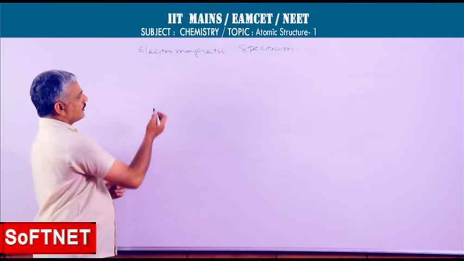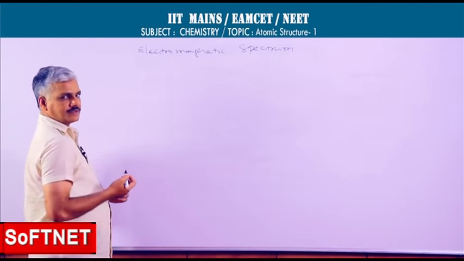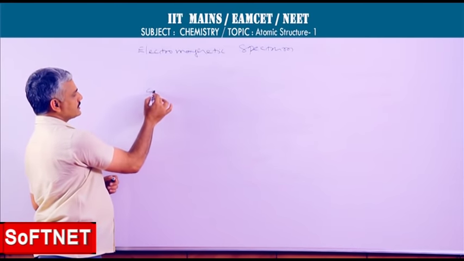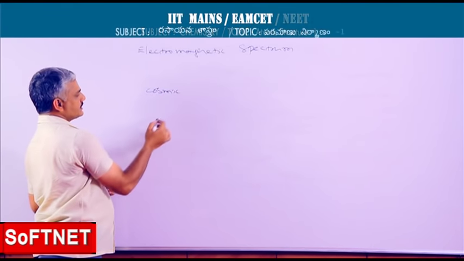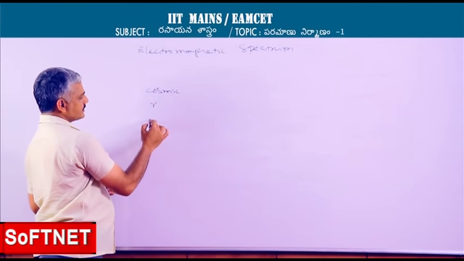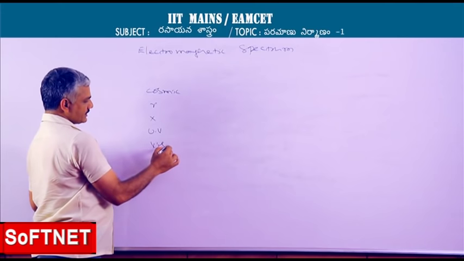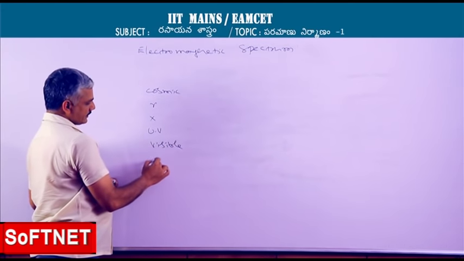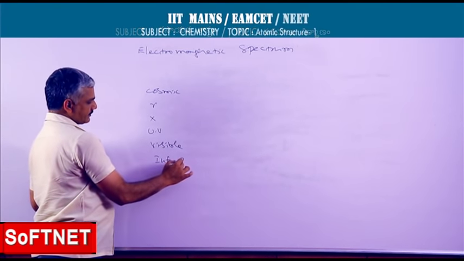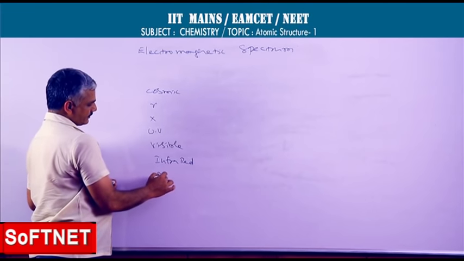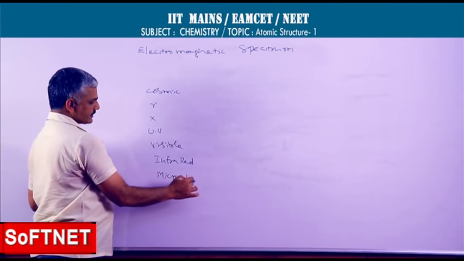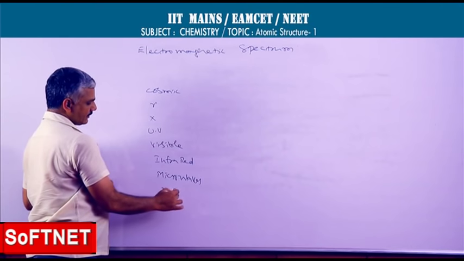So, when we make use of the properties to arrange, cosmic rays will come first, followed by gamma rays, X-rays, ultraviolet rays, visible rays, infrared rays, microwaves and radio waves.